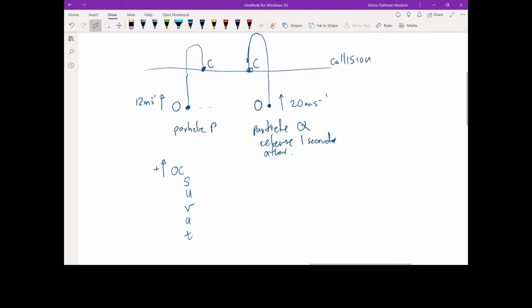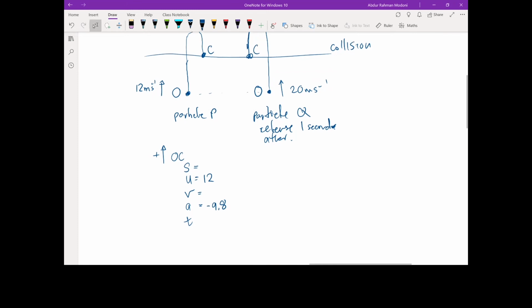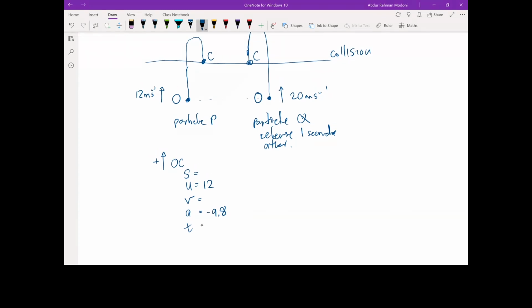I'm going to write down what I know. Do I know what my displacement is from O to C? No. Do I know my initial velocity? Yes, 12. Do I know my final? No. Do I know my acceleration? Yes, it's 9.8, but it acts downwards, which is opposite to my direction of positive, so therefore negative 9.8. Do I know my T? No, but what I'll do is I'll call this uppercase T.